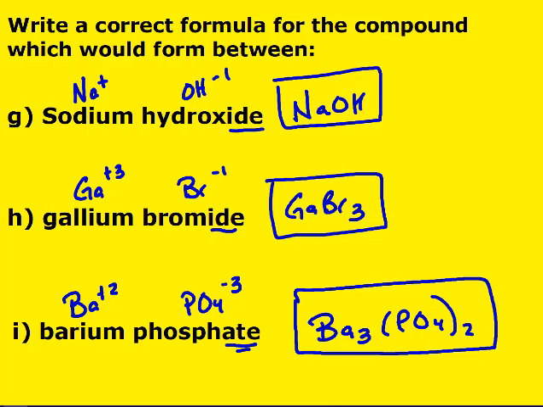Make sure when you're typing these answers, if you type them, that B is capitalized, the a is lowercase, then you have your 3, parentheses, capital P, capital O, 4, close parentheses, 2. Make sure that you're capitalizing what needs to be capitalized and lowercase the second letter of the element. So gallium bromide, capital G, lowercase a, capital B, lowercase r, and then a 3.